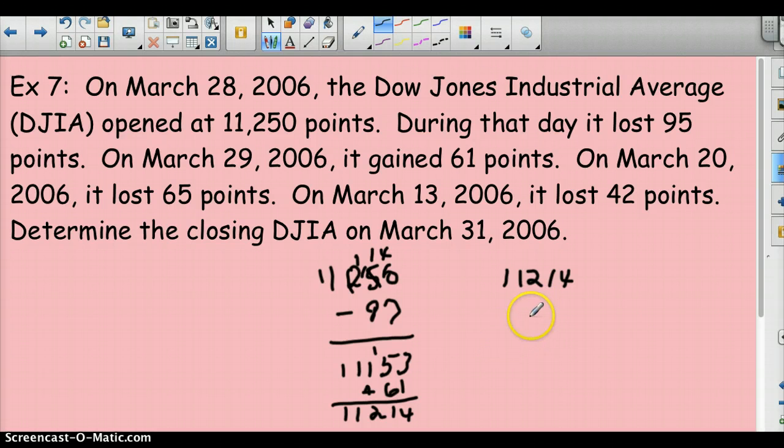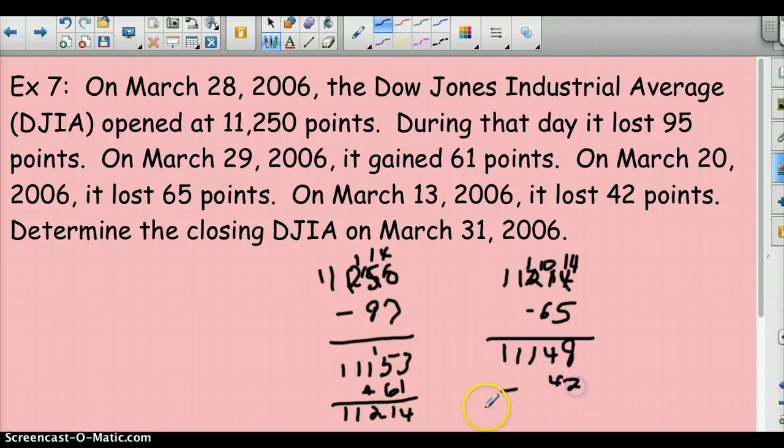On the next day, it lost 65 points. So we're going to subtract 65. Once again, we're going to borrow from the 4. Borrow that 1 over, making that a 14. This would be a 0, but I then need to borrow from the 2, making that a 10. 14 minus 5 is 9. 10 minus 6 is 4. 1 carries down, as do the other ones. I've got 111,049.